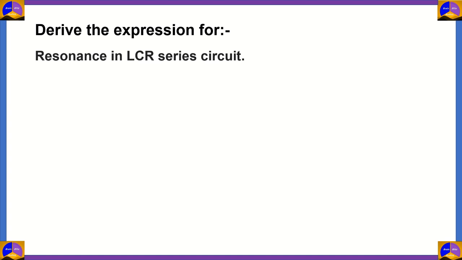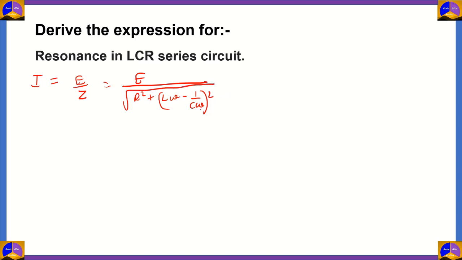Another important derivation is to find the resonance present in an LCR series circuit. So you need to derive the expression for resonance in an LCR series circuit. So now we're going to take current in terms of the EMF that we just found. So I equals E by Z, that is EMF divided by impedance, which is equal to E divided by under root of R squared plus L omega minus 1 by C omega, the whole square. The entire denominator is under a root. So with this equation, you can find that I is dependent on the frequency omega, the resistance R, the inductance L, and the capacitance C.